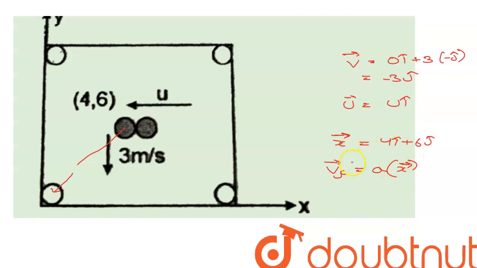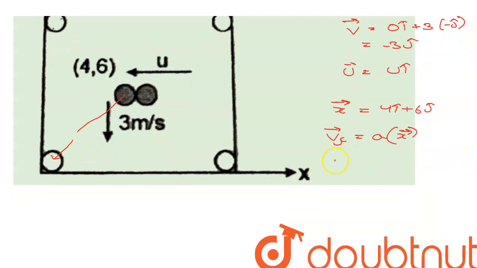So all we need to do is, v final is equal to a times 4 i cap plus a times 6 j cap. Let's mark it as equation number 1.